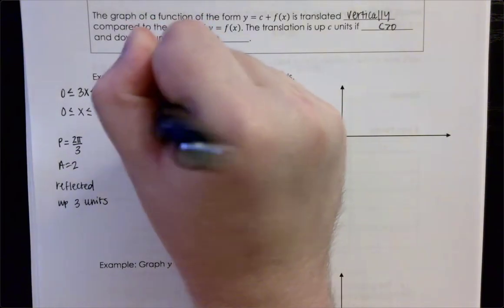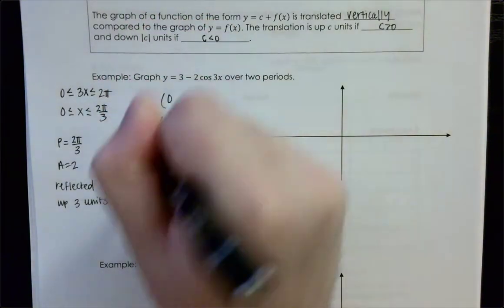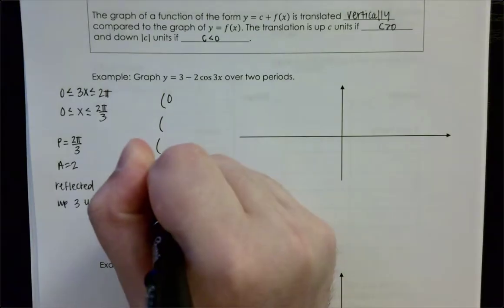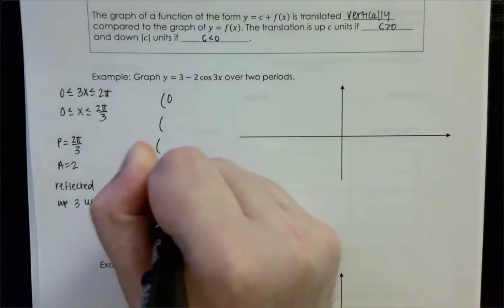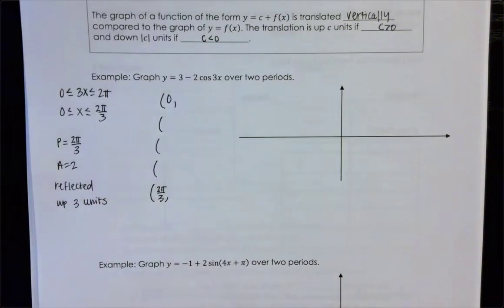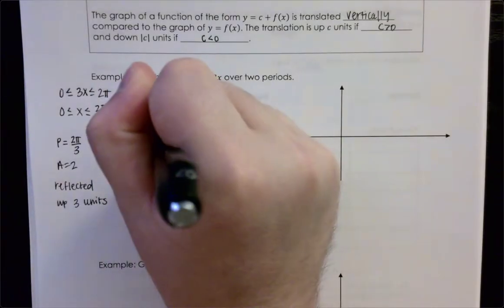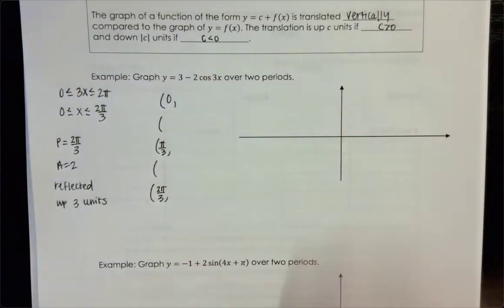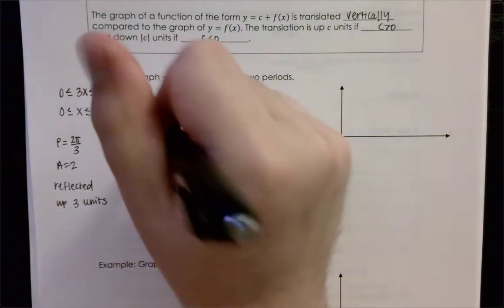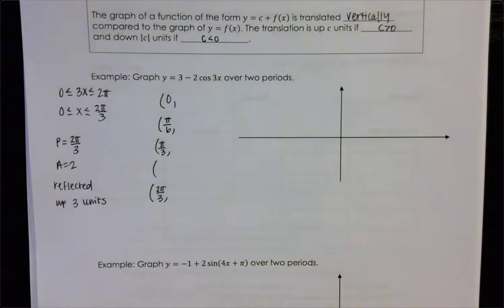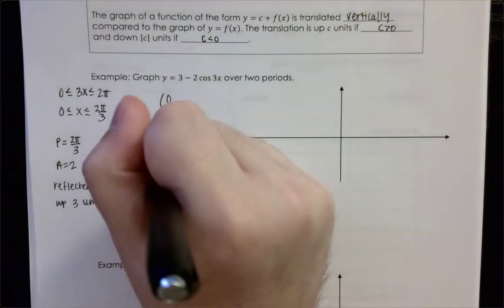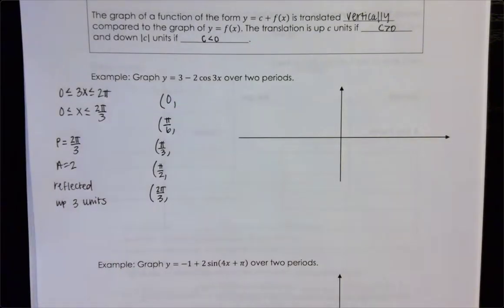Okay, starting at 0, ending at 2 pi over 3. Halfway in between those, so 2 pi over 3 divided by 2 is pi over 3. Halfway in between 0 and pi over 3 is pi over 6. And halfway in between here is pi over 2.